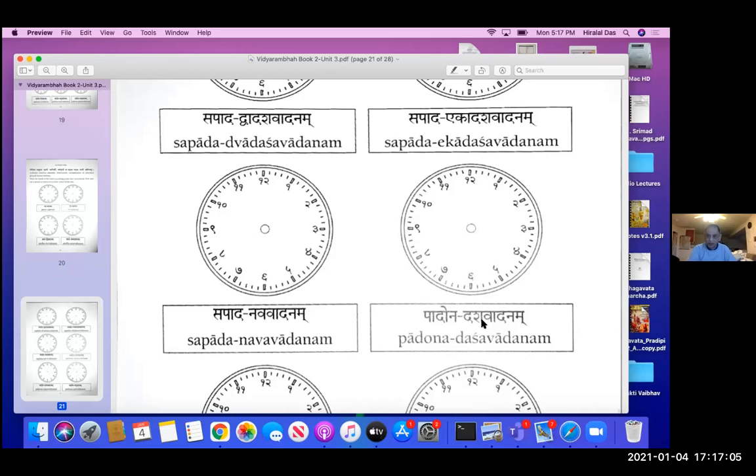So you give me the position of the short and long hand. So 9:45? No, this is Dasvadanam. There is no 9 here. How much is das? Das is 10. Okay.